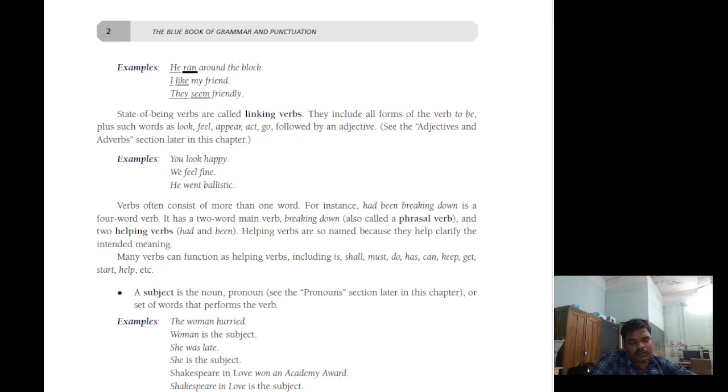A subject. Next is the definition of the subject. A subject is the noun, pronoun, or set of words that perform the verb. The woman hurried. Woman is the subject. She was late. She is the subject. Shakespeare in Love won an Academy Award. Shakespeare in Love is the subject.